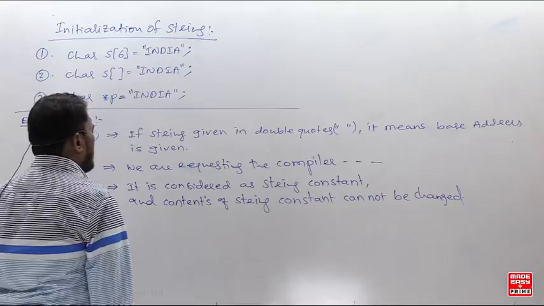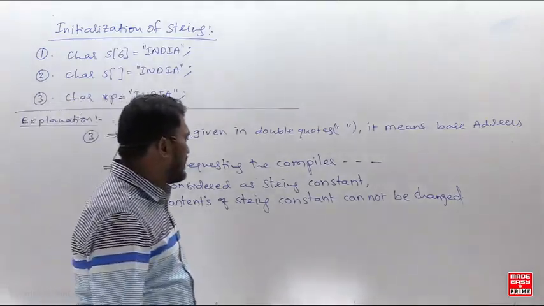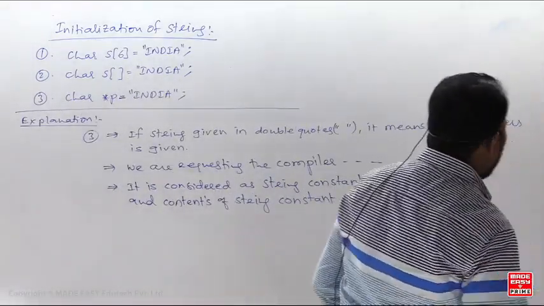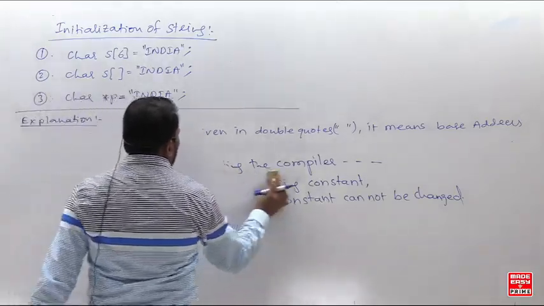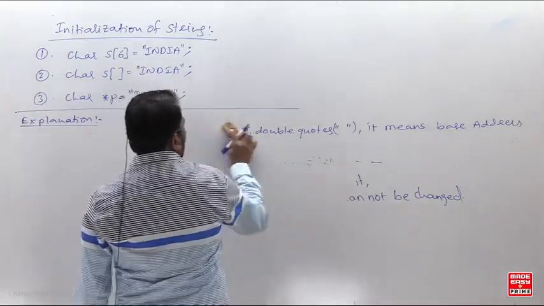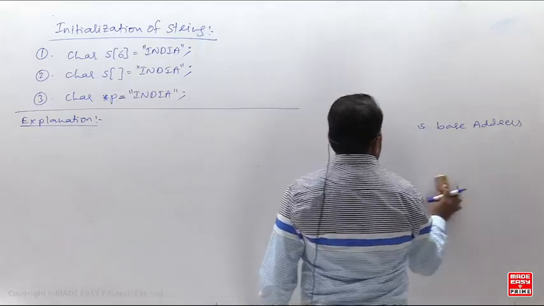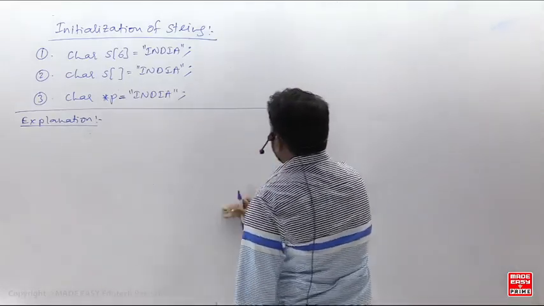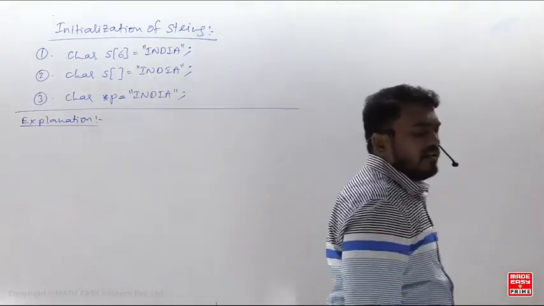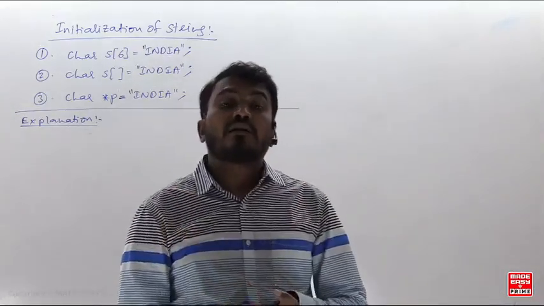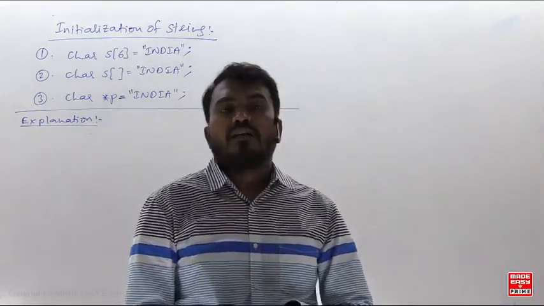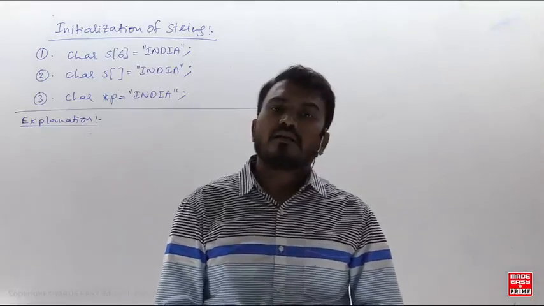It is considered as a string constant, and the contents of the string constant cannot be changed. So what is the meaning of all this? Listen here. The meaning of the third explanation and the diagram, I am going to explain everything. In the third explanation, the first point is very, very important. If the string is given in double quotes, what is given? Base address of that particular string is given.